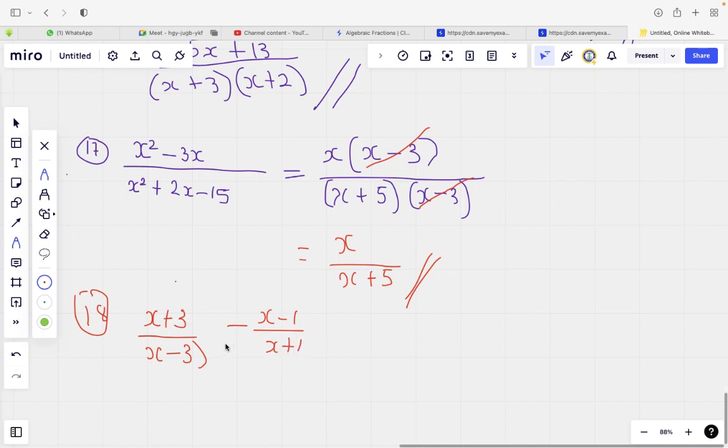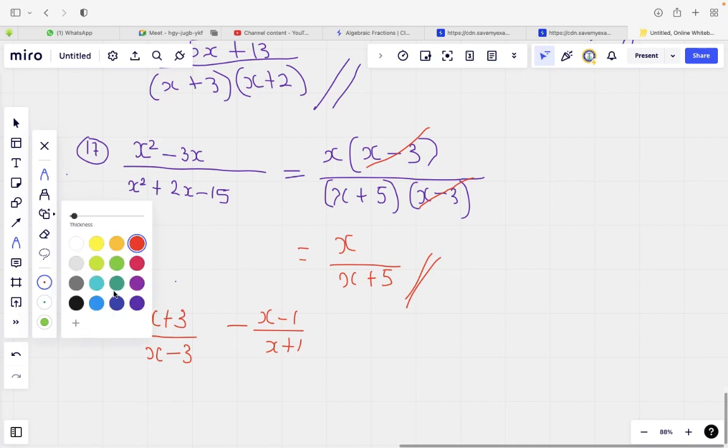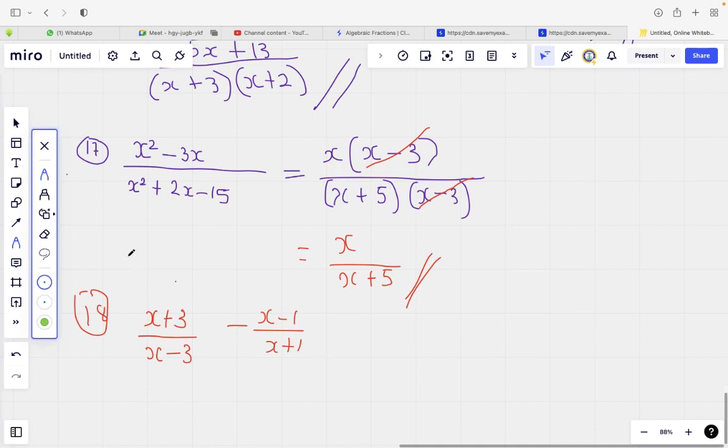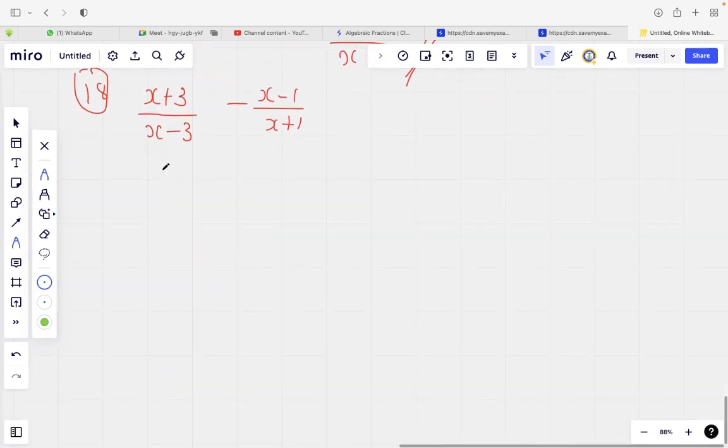The only thing I will tell you is to see the same logic. We find the denominator and keep it constant, and then we start going. For example, what is the LCM of the denominators? The LCM of these denominators is x minus 3 in one bracket and x plus 1 in another bracket.